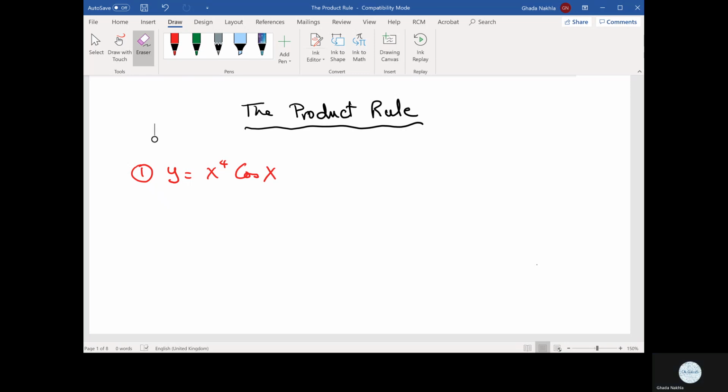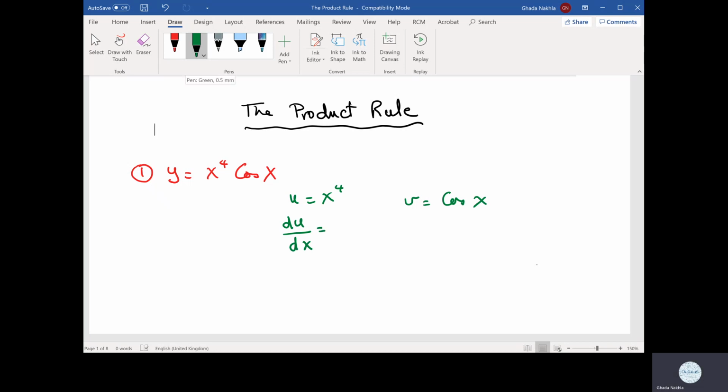Okay, and we do that by saying let u equal x to the 4, let v equal cos x. It doesn't matter which is which, so let one of those functions be u, and let the other function be v. Okay, and then we differentiate those. We find du by dx.